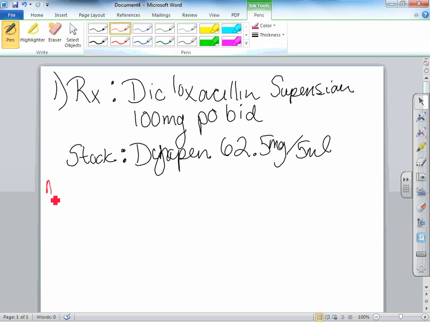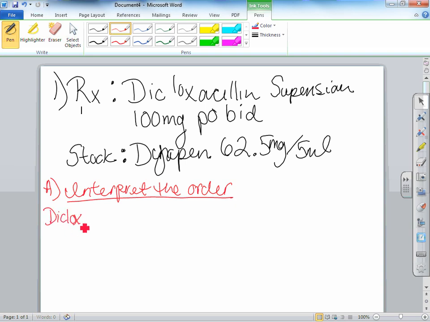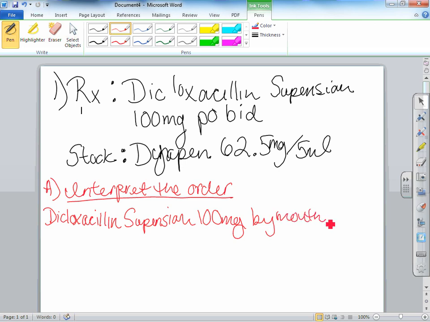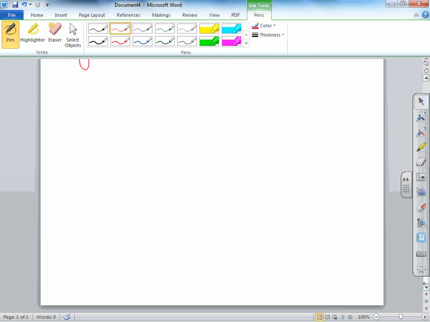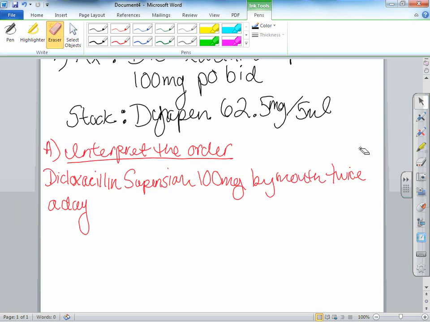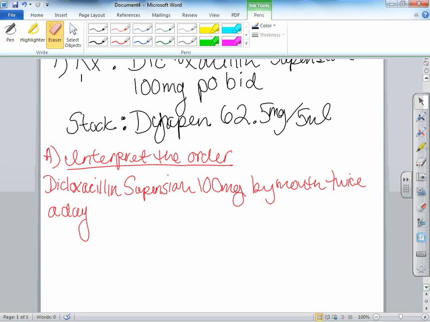First thing it wants me to do is it wants me to do what? Interpret the order. So when you interpret the order, you read the order as you see it, as it's given to you. So I read it as diclofenac suspension, 100 milligrams by mouth twice a day. That is what I read the order to say. All right, diclofenac suspension, 100 milligrams by mouth twice a day.